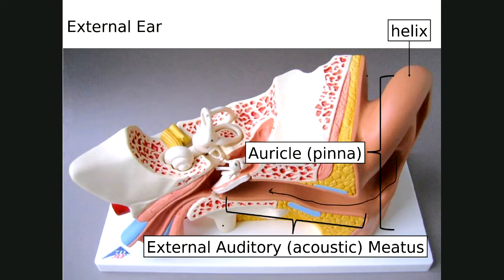And so if you look at it, we have this pinna. The top of the pinna is folded over, and that part where it's folded over is called the helix. We also have a lobe down here, or a lobule. That's at the bottom. And then we have this tube right here, and this tube is what's called the external auditory or acoustic meatus. And it's just a tube through which sound is going to travel to get to this part over here.